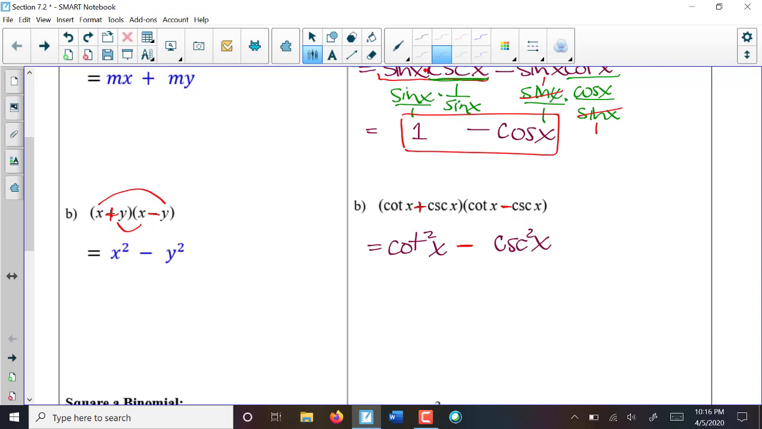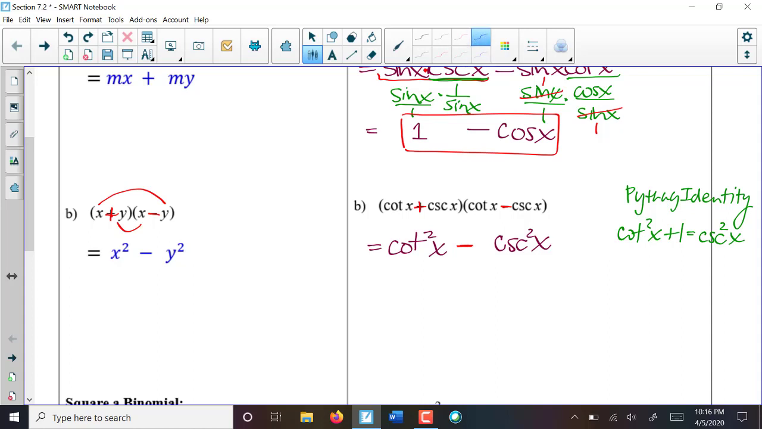Okay, so in algebra we stopped, but in trig, I know I have an identity that involves cotangent squared and cosecant squared, one of our Pythagorean identities. And let's see if we can rewrite that in an equivalent, more simplified expression. So my Pythagorean identity is cotangent squared x plus 1 is equal to cosecant squared x.